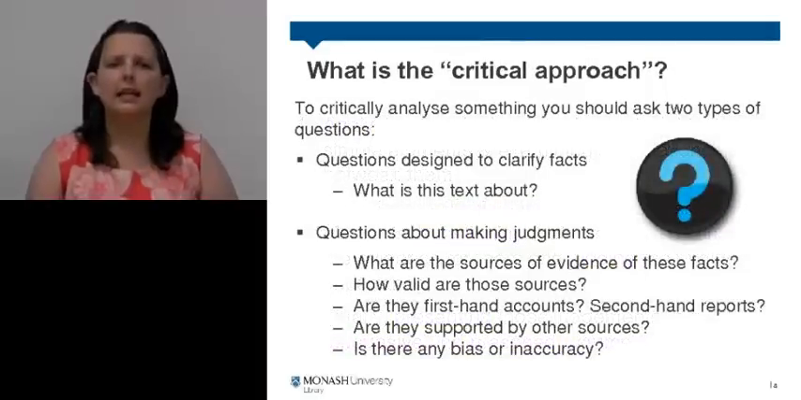To critically analyze some piece of writing, you need to ask the following two types of questions. Firstly, questions designed to clarify facts of the text. So in other words, what is the text about? Secondly, questions about making judgments from this text, such as what is the evidence for the facts the authors have written, how valid are those sources, are they first-hand or second-hand accounts, are they supported by other sources, and are there, for example, any biases or inaccuracies that you can identify?